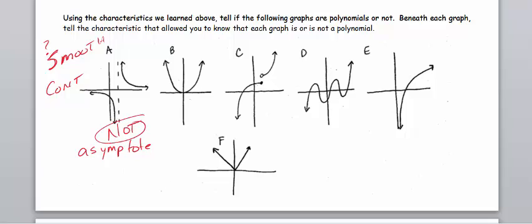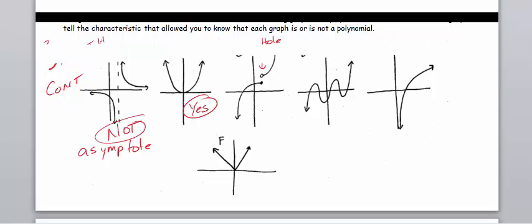B, yes, it's smooth and continuous. So it is. C, we have a hole and a break, so it's not. D, even though it has a number of squiggles, it is smooth and continuous, so yes, it is a polynomial function.